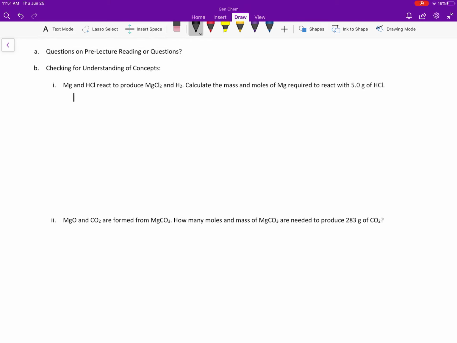Magnesium and HCl react to produce magnesium chloride and hydrogen gas. Calculate the mass in moles of magnesium required to react with 5 grams of HCl.